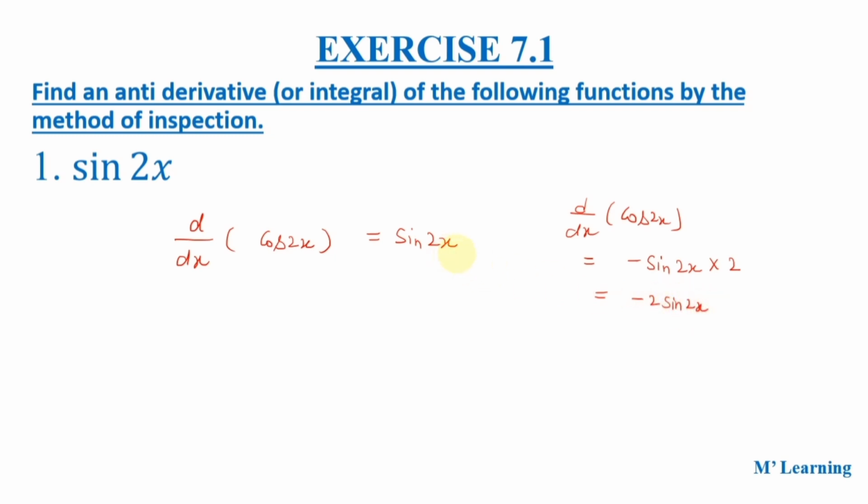But since we have only sin 2x here, we don't have minus 2. So we'll put the reciprocal of minus 2 with cos 2x. The reciprocal of minus 2 means whatever extra thing comes along with sin 2x, we send it to the other side. So when we send minus 2 to the other side, it becomes minus 1/2. So we'll just put minus 1/2 here. So we can write that the antiderivative of sin 2x is minus 1/2 cos 2x.